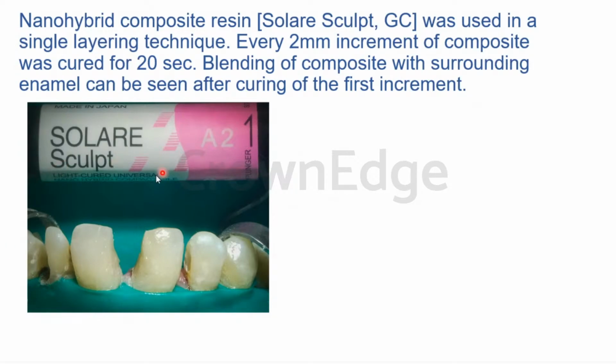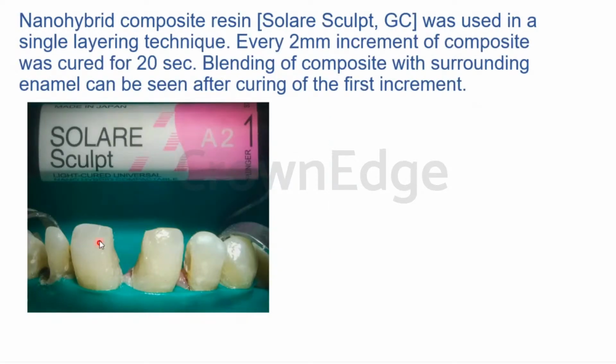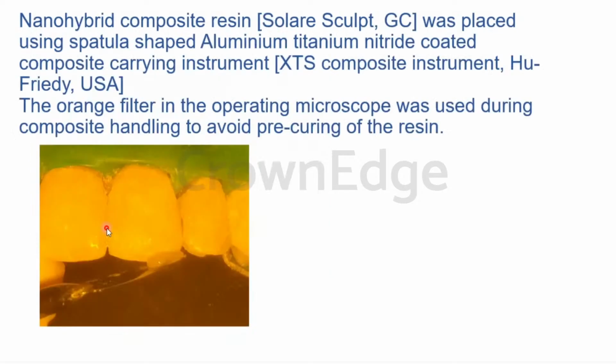Okay, so let's get back to this slide. We are going to start packing that composite. So I've placed a little bit of composite in these areas. I took some freehand; in this case I used an aluminum titanium nitride coated composite carrying instrument by Hugo Freedy. It's called the XTS composite instrument, a beautiful instrument to use. It comes in a spade shape and you have different shapes, very thin, very accurate. I'm not sure if I have a. Oh yeah, this is the picture. So you can see this spatula shaped. So I have different shapes. Let me get back to this.